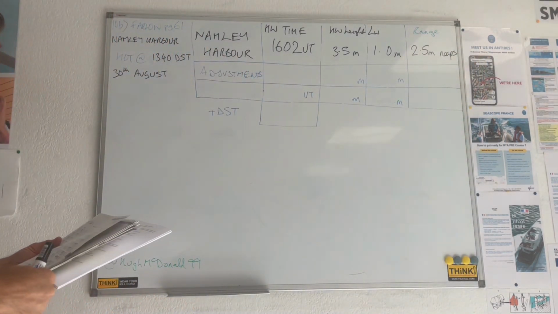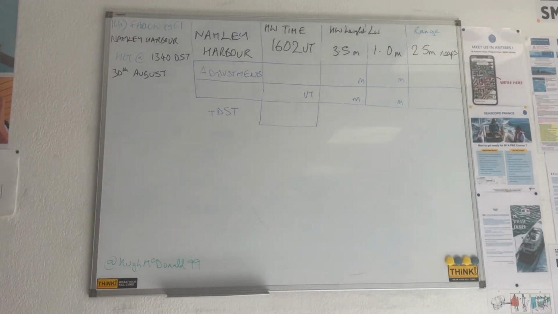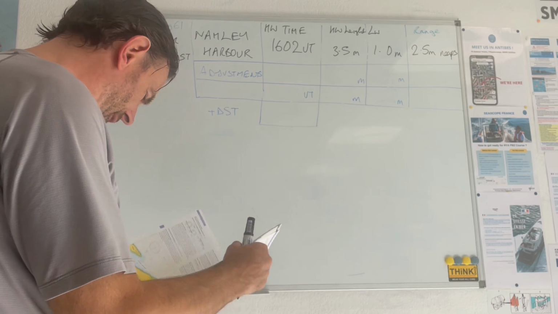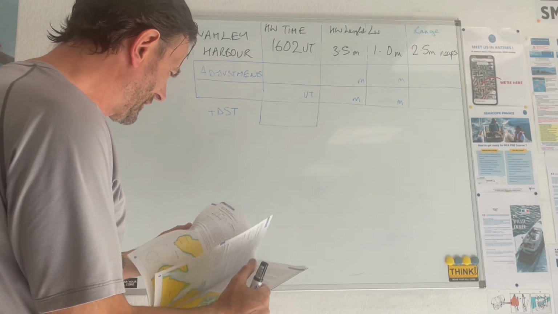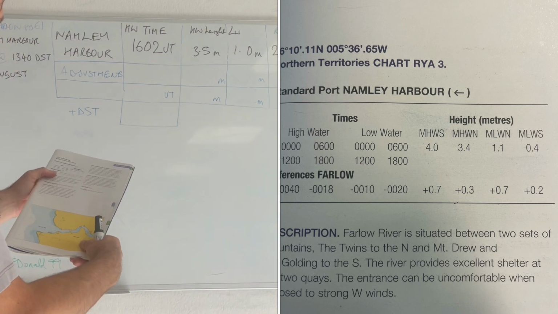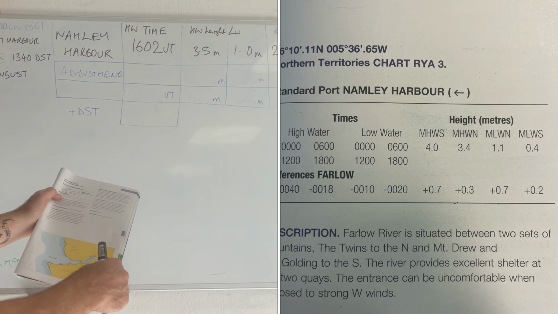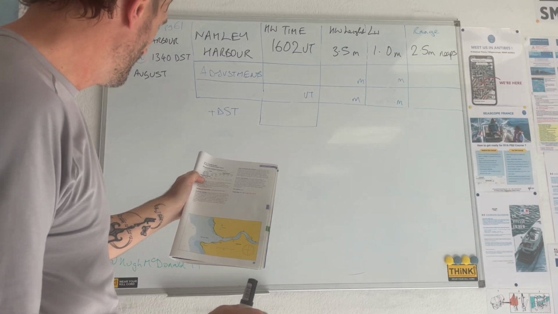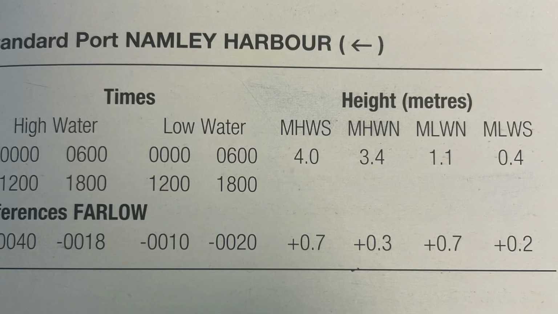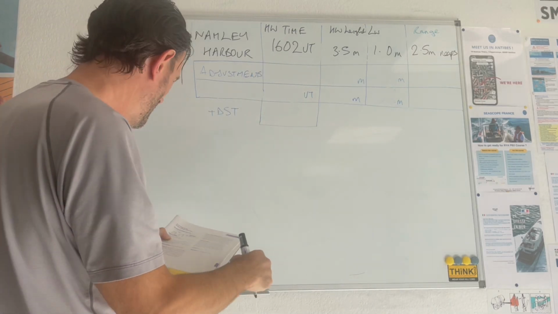And then we want the adjustments for the secondary port on Farlow there. So let's have a look firstly at the adjustments in Farlow for high water. And we can see that if we had a high water at 12 o'clock, it would be -40. And if we had a high water at 1800, it would be -18. Now our time is somewhere between those two.